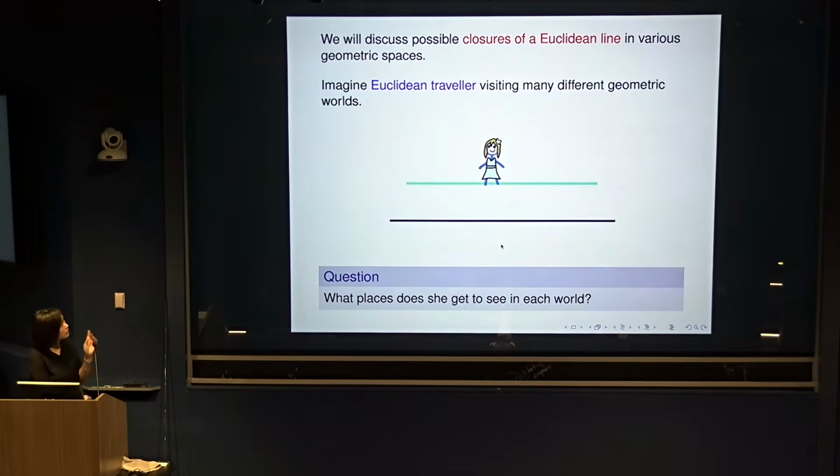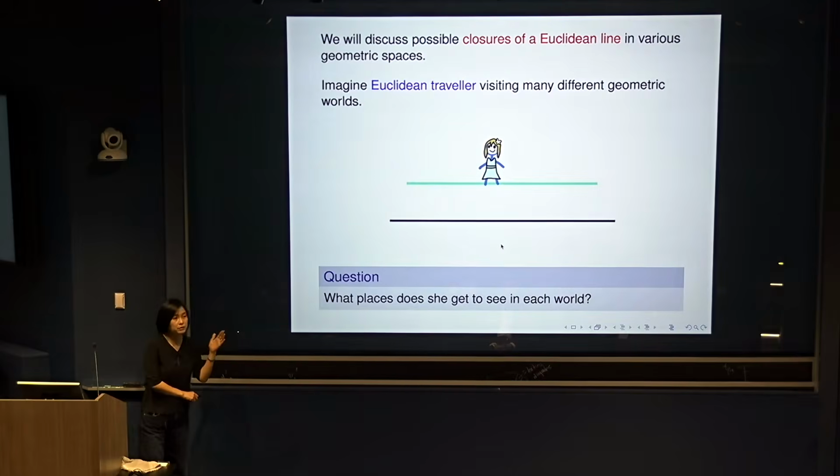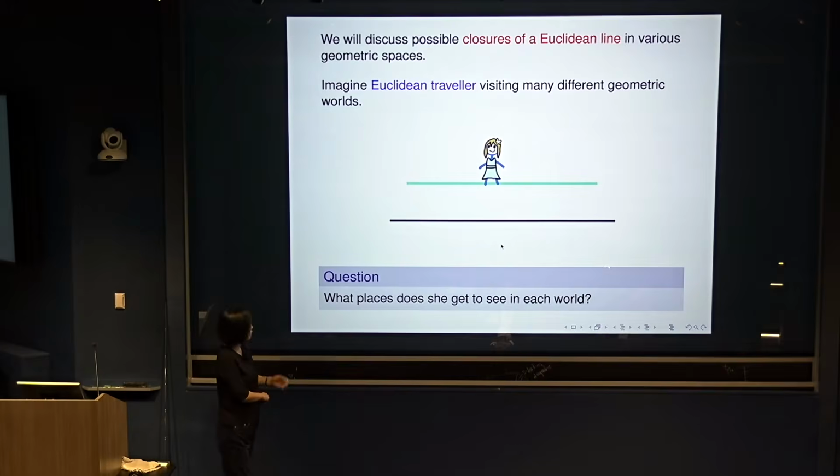So we'll imagine this Euclidean traveler. By Euclidean traveler, I mean a traveler who is supposed to travel only along Euclidean lines. And then she's going to visit many different geometry worlds. And then the question is going to be, what places does she get to see in each of these geometry worlds?